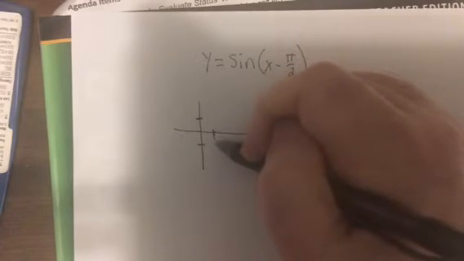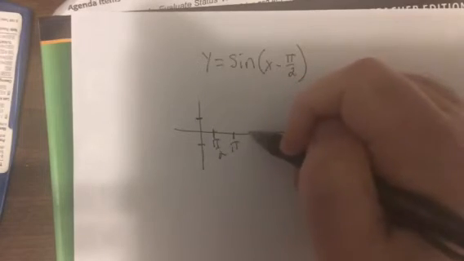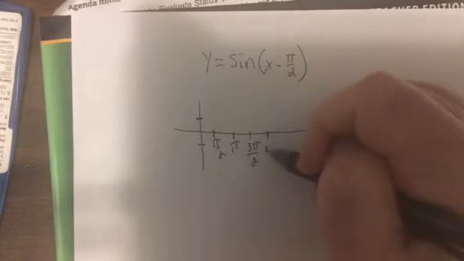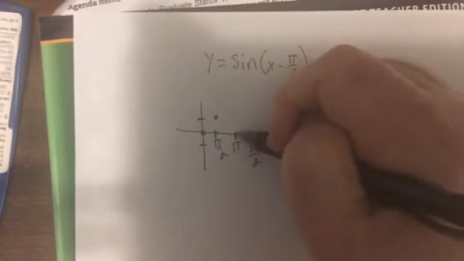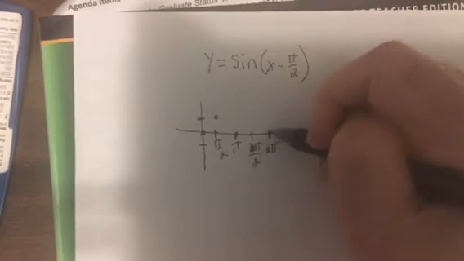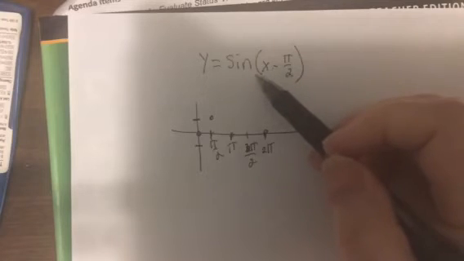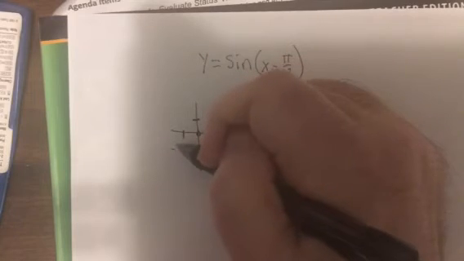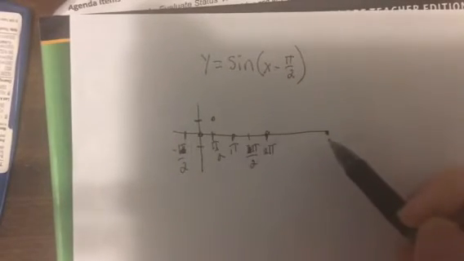So, let's see. This will be pi over 2, pi, 3 pi over 2, and 2 pi. And remember, sine is 0, 1, 0, negative 1, 0. So I'm subtracting, so that means everything goes to the right that many units. So here's negative pi over 2. That's here. So I'm going to move everything this way.